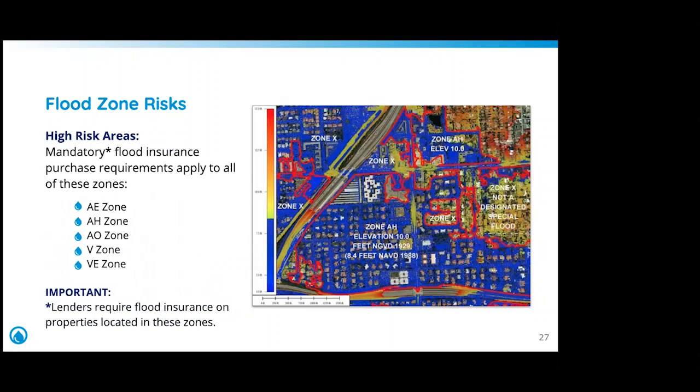The higher risk areas have prefixes starting with A or V. The A zones are properties that are inland and are high risk of flood. The ones that have a V prefix are closer to tidal water, coastal areas. All of these are high risk of flood, and generally, if a property is in one of these zones, the lender will require flood insurance.